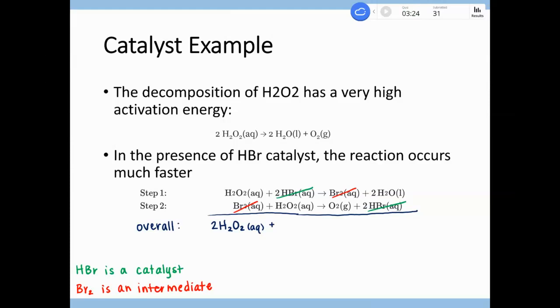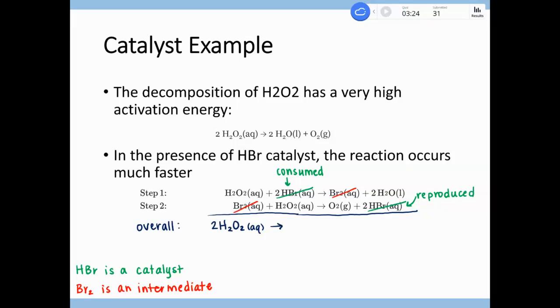Br2 as an intermediate is first produced by the first reaction and then is used up in another reaction. That's different from HBr, which was first added as a reagent and used up, and then it was produced. So I'm just writing here that HBr, the catalyst, was consumed and then reproduced. All right, and that's all for reagents. So we're done with the reagent side.